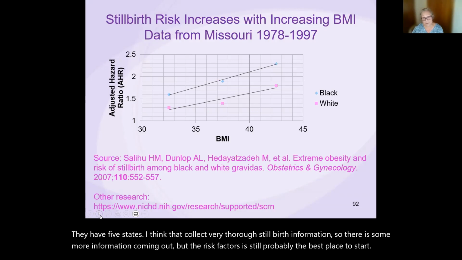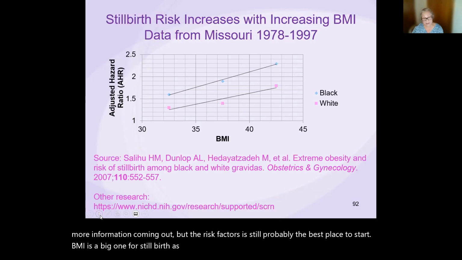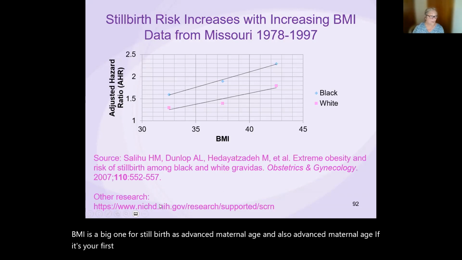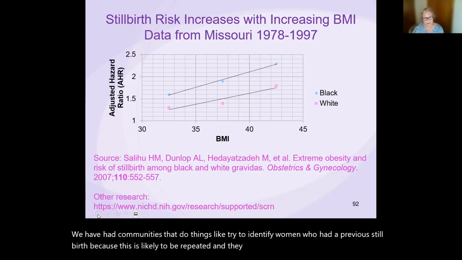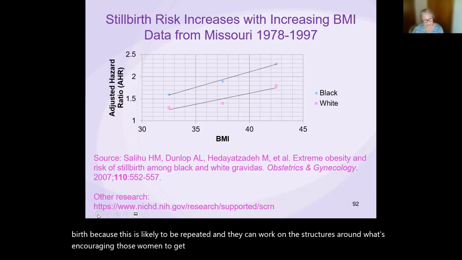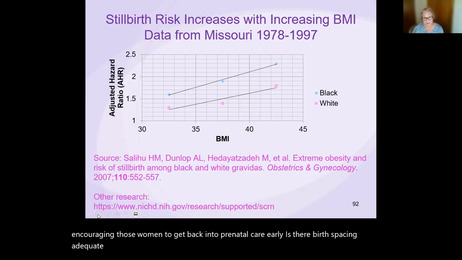BMI is a big one for stillbirth, as is advanced maternal age, and also advanced maternal age if it's your first pregnancy. But stillbirths are still something of a mystery. We have had communities try to identify women who've had a previous stillbirth, because this is likely to be repeated, and they can work on the structures around what's encouraging those women to get back into prenatal care early. Is their birth spacing adequate to get resolved whatever the health issues are? Those are the kind of structural issues that communities have dealt with for stillbirths.